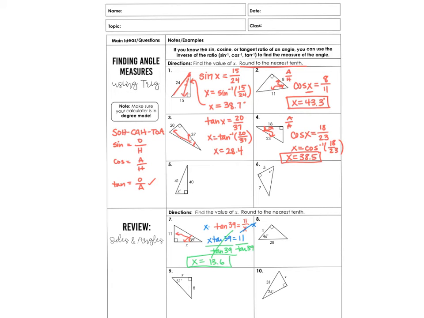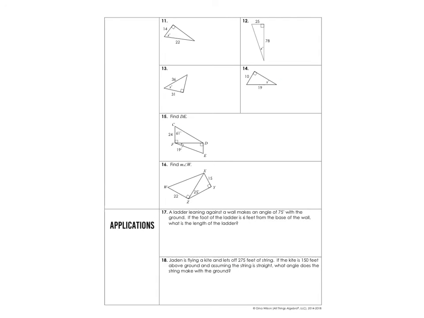You set up the equation and solve for x in all three of the others and in the rest of this page. Let's look at the applications on 17 and 18. So 17 says a ladder leaning against a wall, so I'm going to draw a wall, and a ladder leaning against it, so here's my ladder. It makes an angle of 75 degrees with the ground. So 75 degrees with the ground is here.